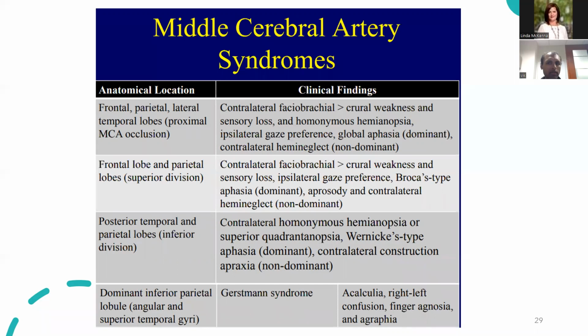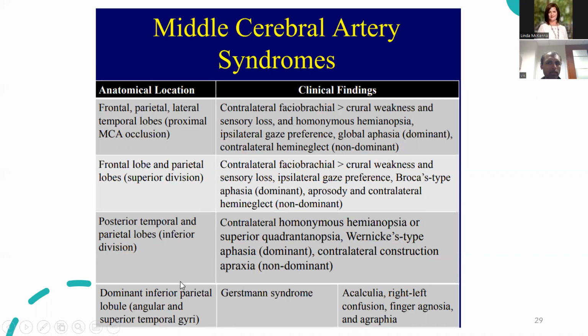Typically, as we know, the left side of the brain is the dominant side. So if you have a left MCA stroke, which is a dominant hemisphere stroke, you'll have right-sided weakness, aphasia, and right-sided neglect. Versus if you have a right-sided hemispheric stroke, you'll preserve speech, but you'll have left-sided weakness or left-sided plegia and left-sided hemi-neglect.